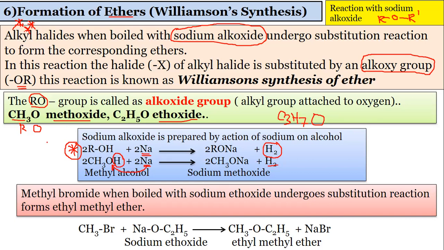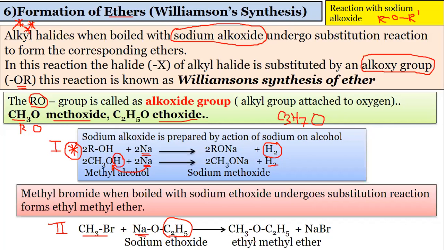So this is the first step. In Williamson synthesis, this is a two-step reaction. In the first step, sodium alkoxides are prepared, and in the second step, these prepared sodium alkoxides react with the alkyl halides. So here methyl bromide is taken. This is sodium ethoxide because this ethyl group attached to the oxygen, it is ethoxide. C2H5O, this is ethoxide, and because sodium is there, that's why the name is sodium ethoxide.